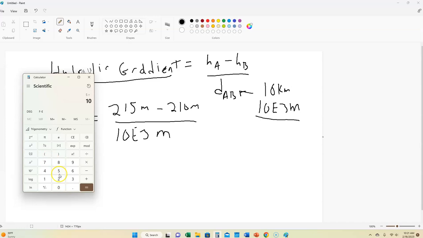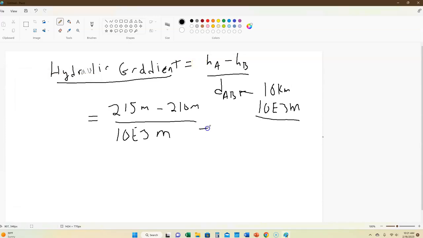Or, you know, it's 10 times 10 to the, you just hit the exp to the third. That's the same thing as typing 10,000. All right, and so that's the answer. So that's our hydraulic gradient, and that's actually the answer to part A of the overall problem.